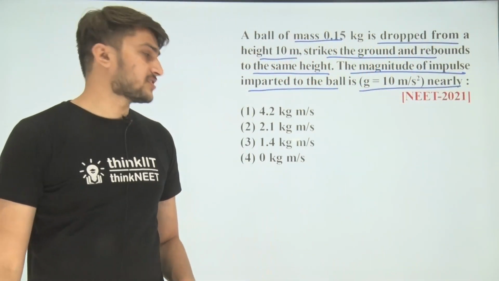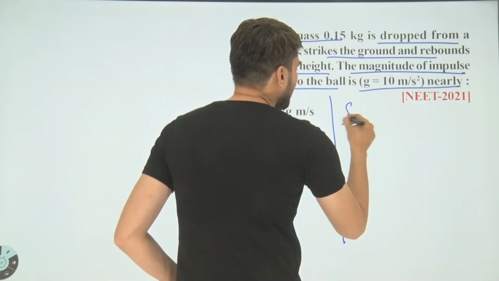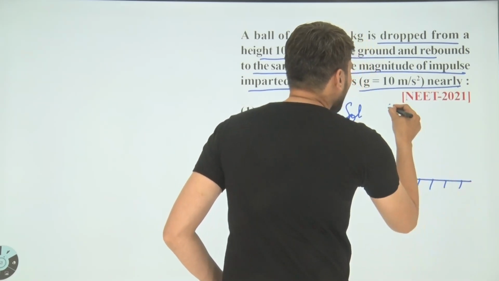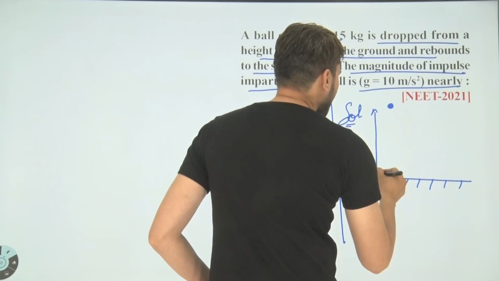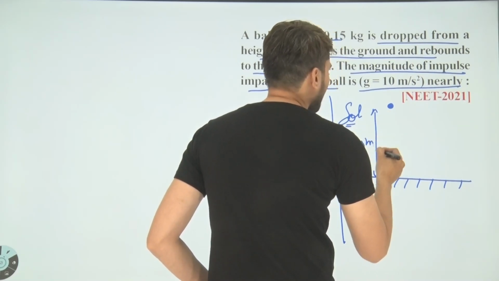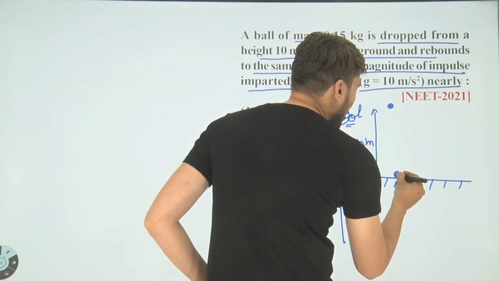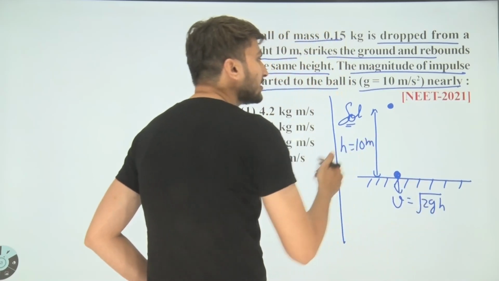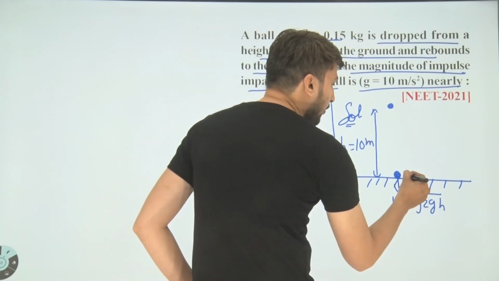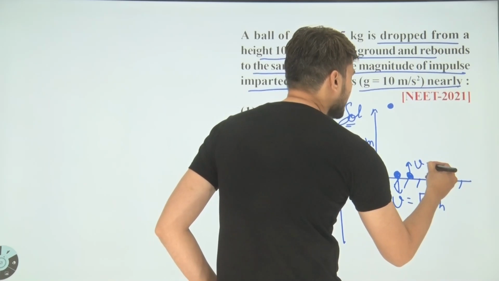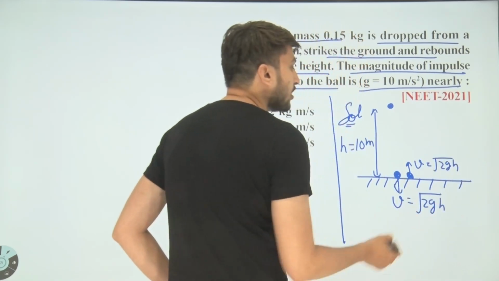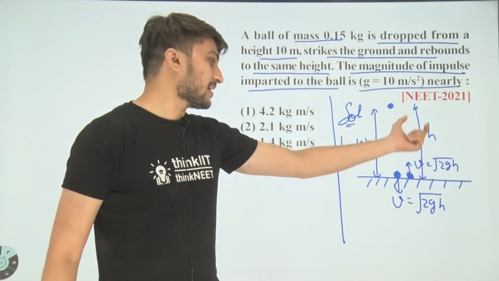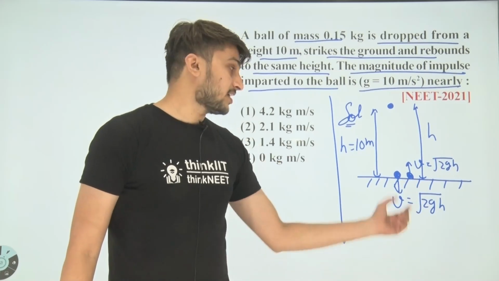Now students, if I am talking about the situation, there is a ground. A ball is dropped from some height h, and the value of h is 10 meters. When it strikes the ground, it has velocity v equal to the square root of 2gh. After the strike, the ball has the same velocity, v equal to the square root of 2gh, because it reaches the same height. That means after rebound it has the same speed, the square root of 2gh.